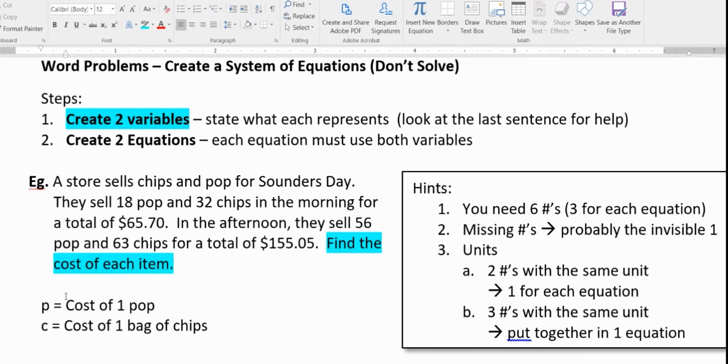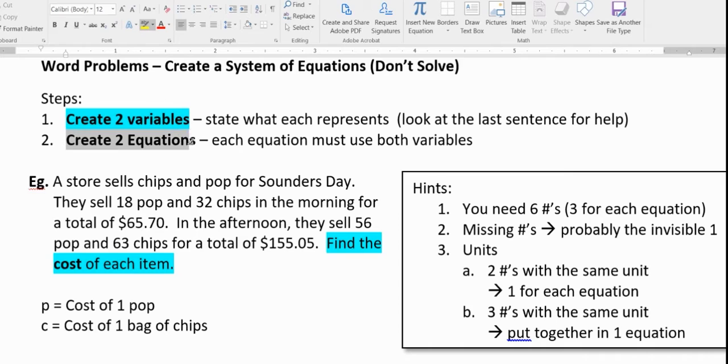What I want to stress is it's not enough just to do P equals pop. It's the cost of one pop. The last sentence tells you exactly what we're looking for. It could be the number of pops, it could be the weight of a pop, but in this case, it's the cost of one pop. Now that we're done the 2 variables, we have to create the 2 equations.